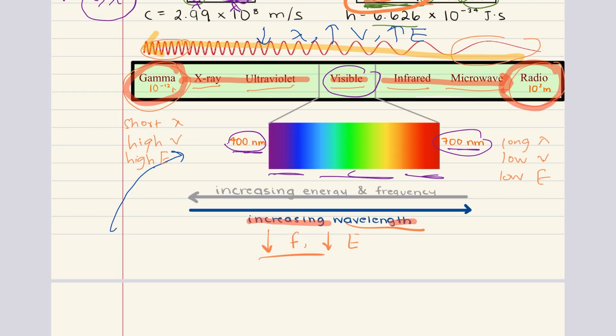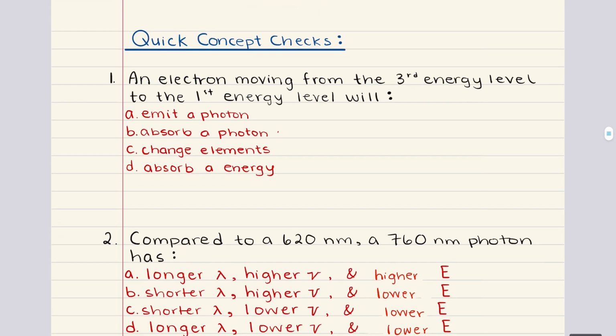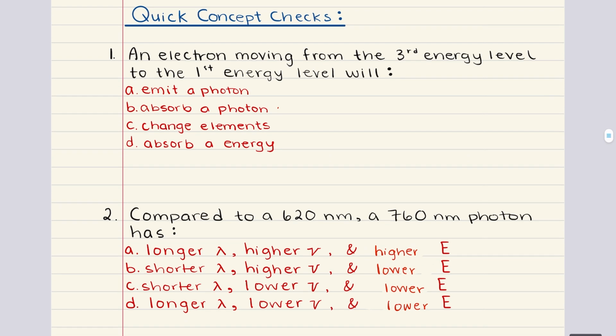We're going to revisit the electromagnetic spectrum shortly to explore each region in greater detail, but for now, let's jump into some practice problems. This first problem says, an electron moving from the third energy level to the first energy level will blink. A says emit a photon. B says absorb a photon. C says change elements. And D says absorb energy.